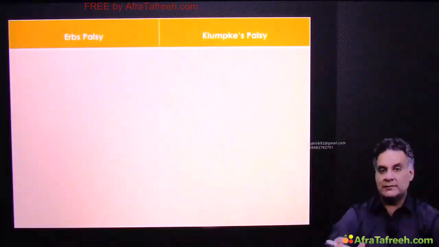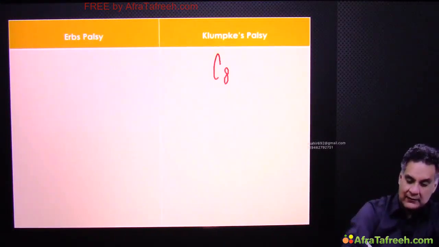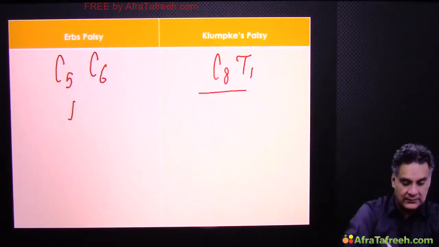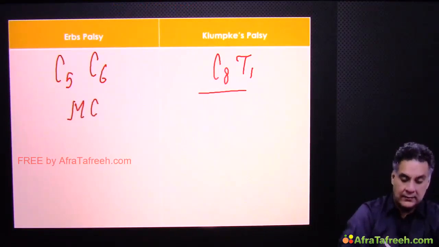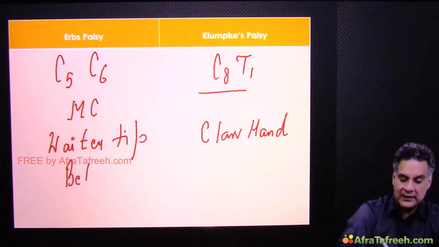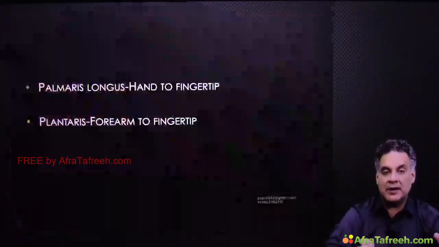And then you have something called Klumpke's palsy, which involves the C8 and T1 nerve roots, the lower palsy. Erb's palsy, C5, C6. Erb's is more common. Erb's palsy, waiter tip deformity, which I just described. Klumpke's palsy, patient will have claw hand. And remember, Erb's has better prognosis because I told you, common things behave better. This is something that you should imbibe in your heart.